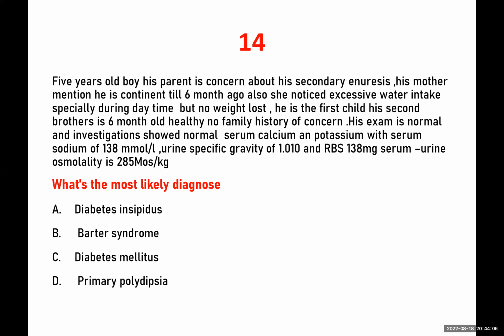Serum and urine osmolarity, both of them, is 285. Serum and urine is 285. So what is the most likely diagnosis?